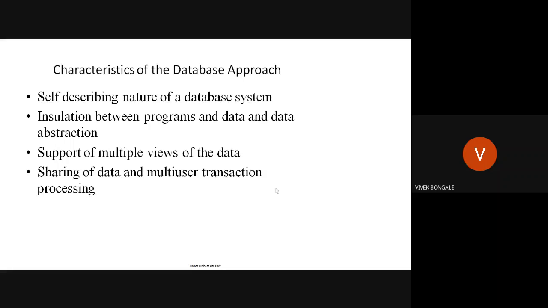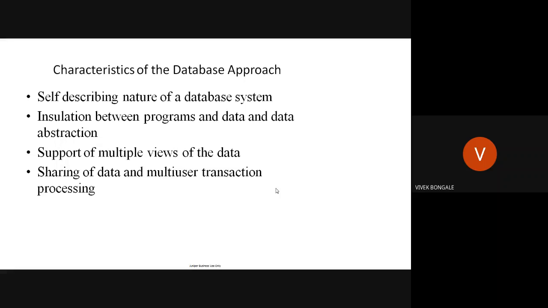Basically, in this concept we're going to discuss why the database has an advantage over the file processing approach. There are four main advantages of using a database approach. First is the self-describing nature of a database system. Second is the insulation between programs and data, and data abstraction. Third is support of multiple views of the data. Fourth is sharing of data and multiple transaction processing. We're going to discuss them one by one.